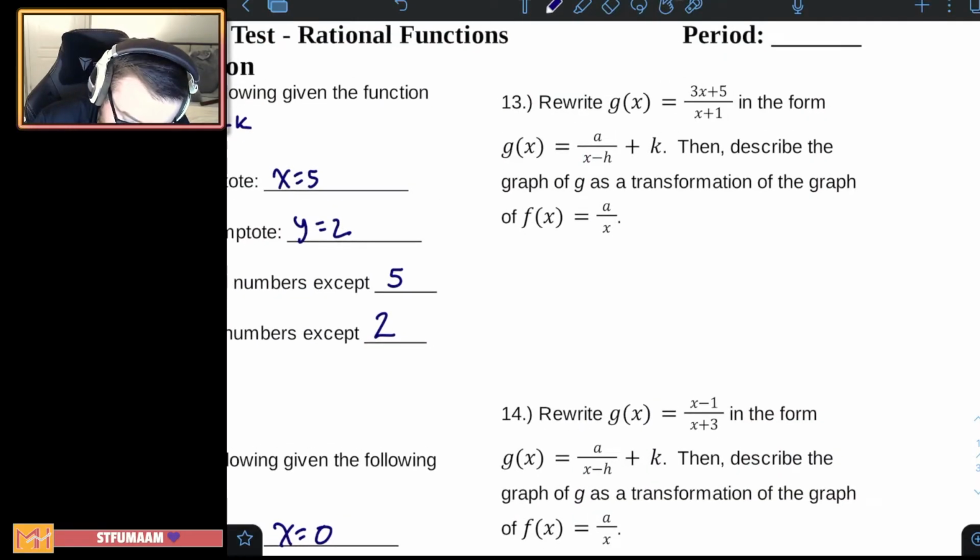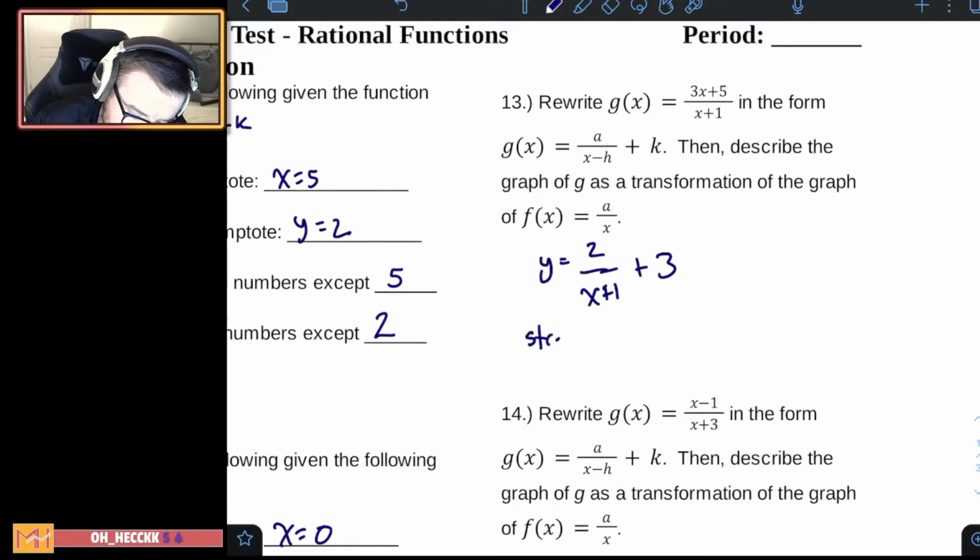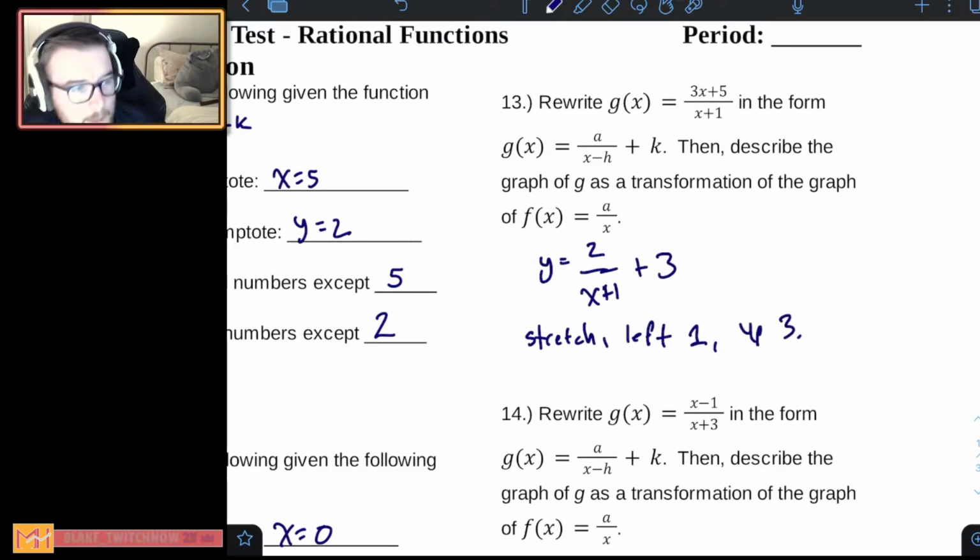So with that being said, y equals 2 over x plus 1 plus 3. And then it says to describe the transformation. Well, the 2 is a stretch. The plus 1 is a movement of left 1. And the plus 3 is up 3. Okay.